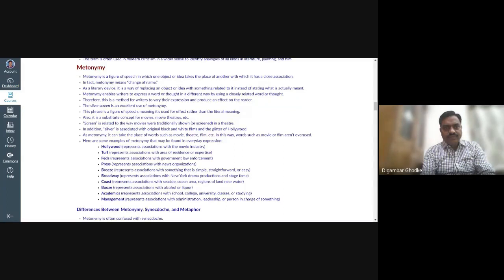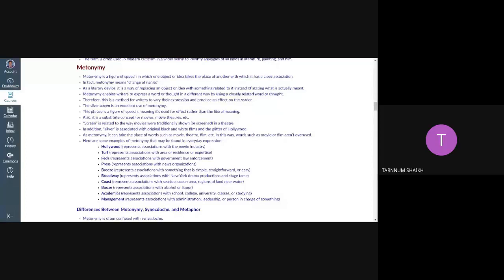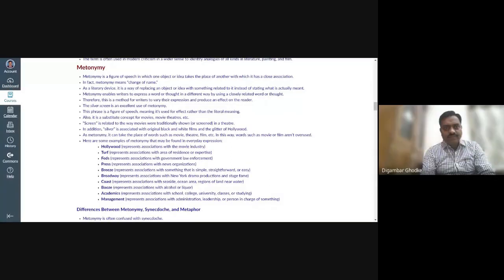And what is the word for the Hindi film industry? Can you tell me what is the metonymy for Hindi? Bollywood. Yes, Bollywood. So Bollywood is the metonymy used to refer to the Hindi film industry. And likewise, we have Tollywood, etc. Tollywood is used in the context of Telugu movies and Tamil movies, etc.